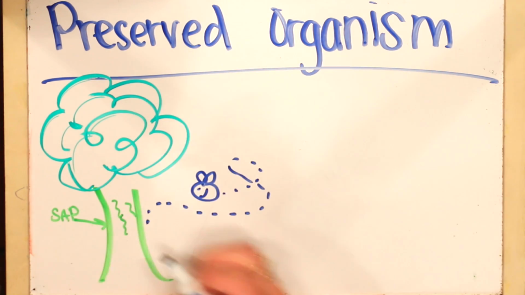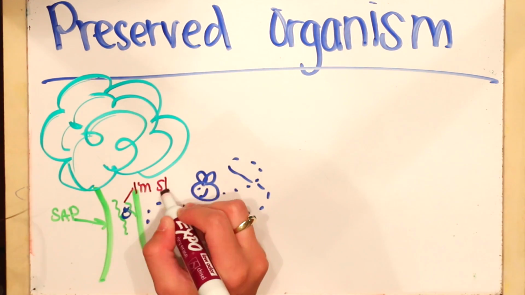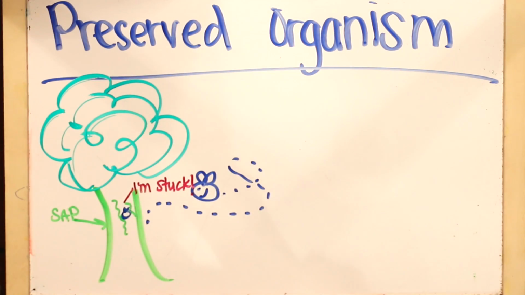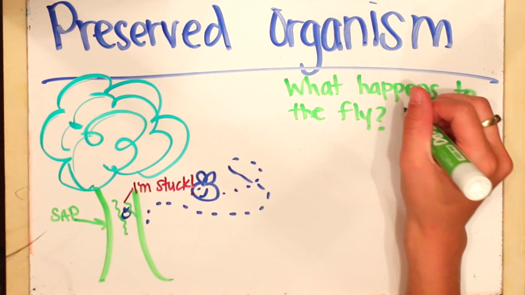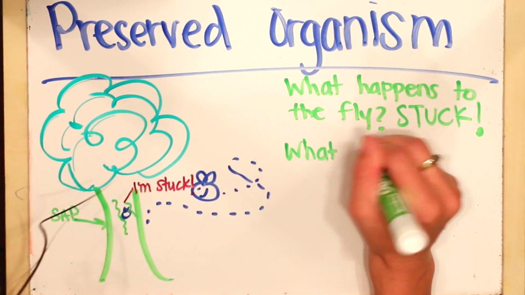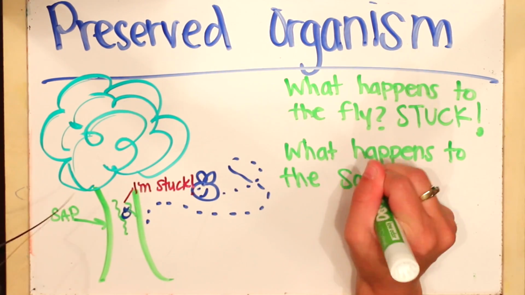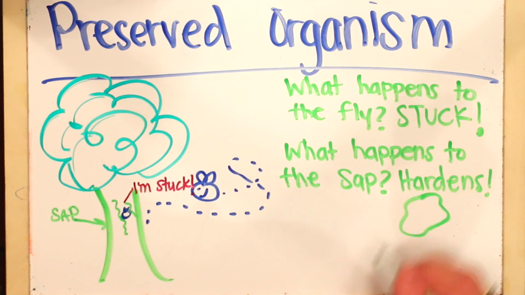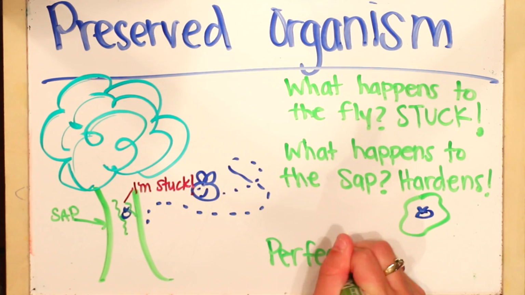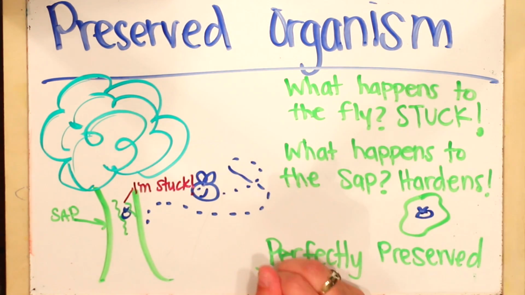So take this fly, for instance. It flies onto a tree, smells this yummy sap, and gets stuck. Okay, so what happens? Flies get stuck. That sap will harden, and that sap then turns into stone. And the fly or the insect is perfectly preserved. This also happens with frozen water, even frozen soil, and tar pits, which we'll learn some more about with Bill Nye, the Science Guy.